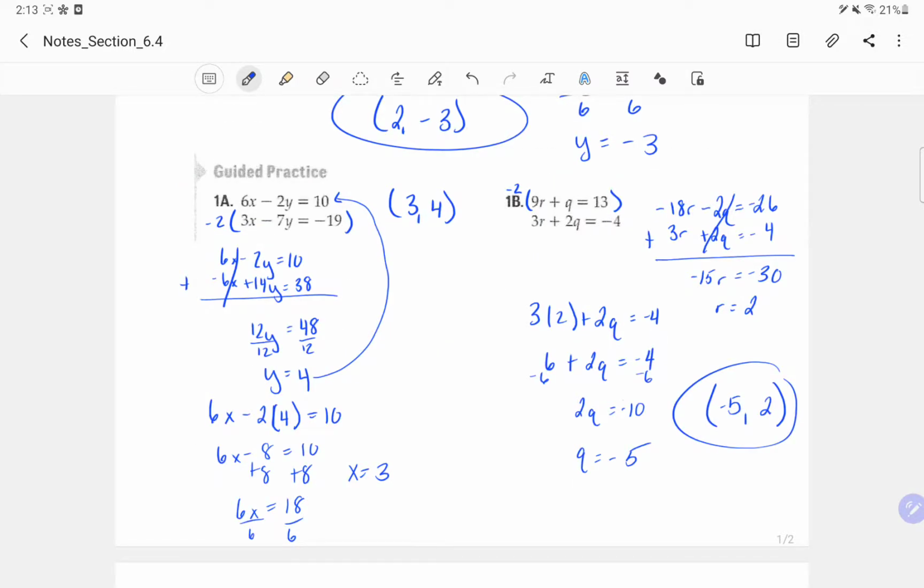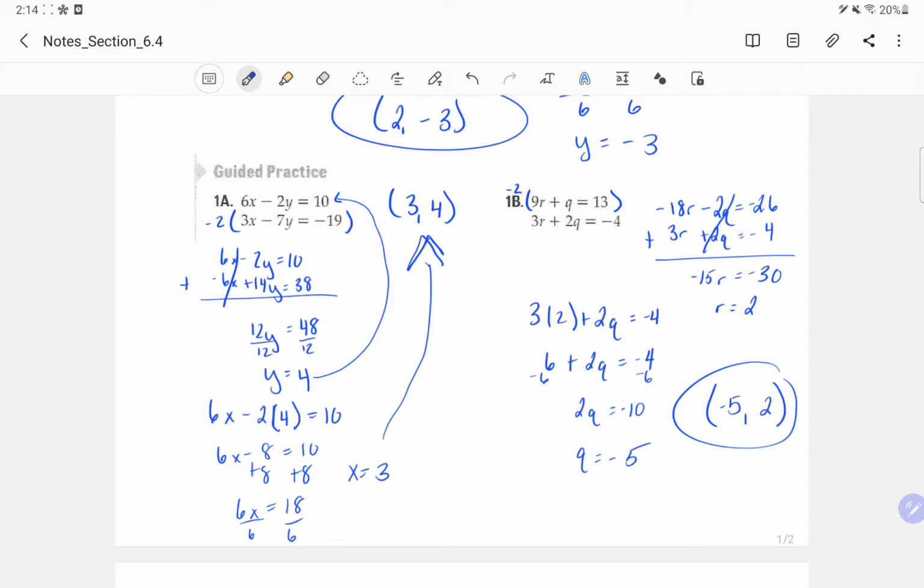Okay, so for 1a, I can turn 3 into 6 by multiplying it by negative 2. So I'm going to multiply everything in there by negative 2, and that'll turn the bottom equation into negative 6x plus 14y equals 38. Add straight down, the 6x's cancel out. Negative 2y plus 14y goes to 12y. 10 plus 38 is 48. You divide by your 12 and you get y equals 4. Plug that back in, evaluate to get that x is equal to 3, and here is your final answer.